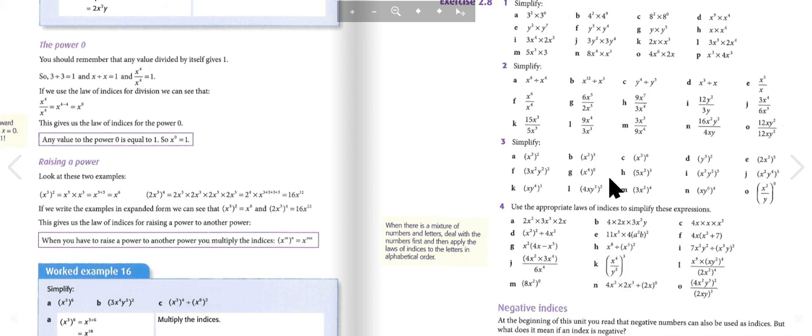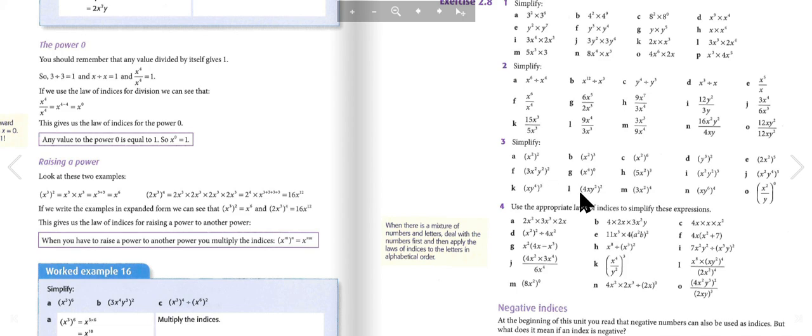(5x squared) to the power of 5... (5x squared) cubed. (x squared y) squared cubed. (x squared y to the power of 4) to the power of 5. (xy to the power of 4) cubed.